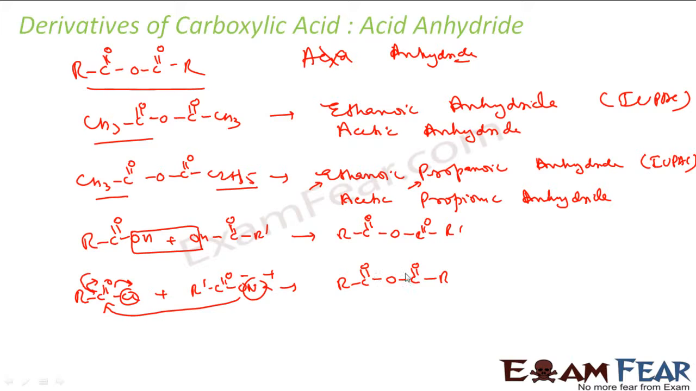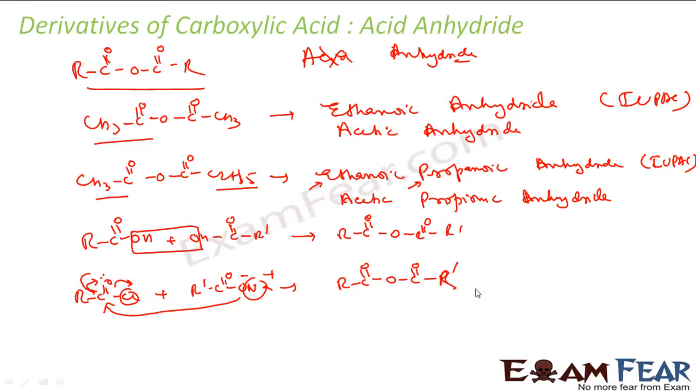I'll not discuss this mechanism too deep because it is not required for you now. But it's a pretty easy mechanism. This O minus will attack this carbon. This will become O minus here, and then it will come back again, because this is a lone pair. It comes back, and chlorine comes out.